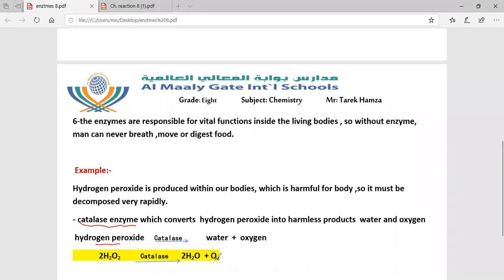Again, hydrogen peroxide is a harmful substance found in our body, so it must be decomposed very rapidly. The enzyme which is responsible for decomposition of hydrogen peroxide is called catalase enzyme. This enzyme converts hydrogen peroxide into two compounds, water and oxygen. Water and oxygen are less harmful for our body.